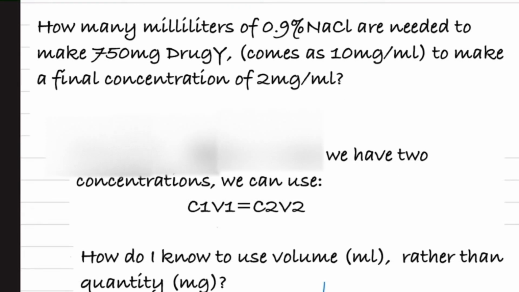Here's our question. How many milliliters of (0.9%) NaCl are needed to make 750 milligrams of drug Y? Drug Y comes as 10 milligram per ml, and we need to make a final concentration of 2 milligram per ml.